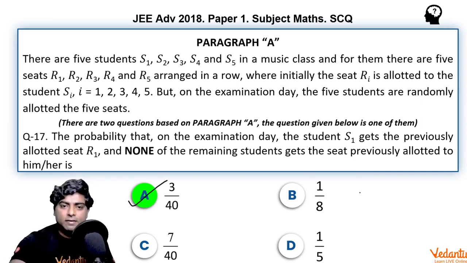Now coming to the second one. However, D4 we should know, D4 value is very common to know. D4 is 9, D5 is 44. These are common values of Dn's.